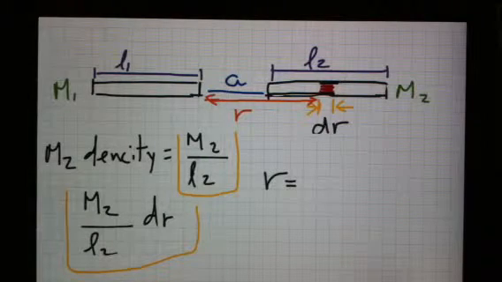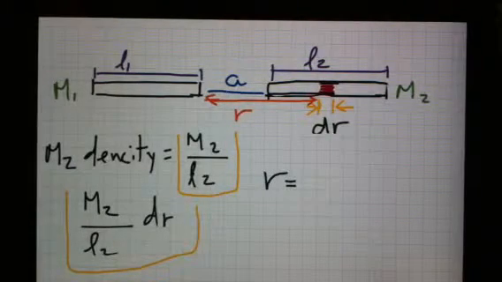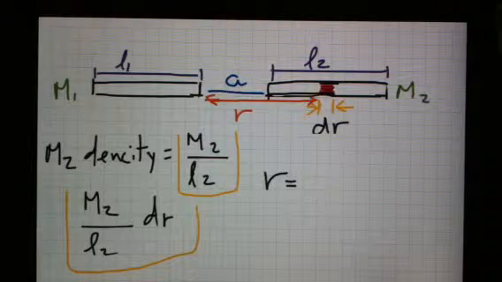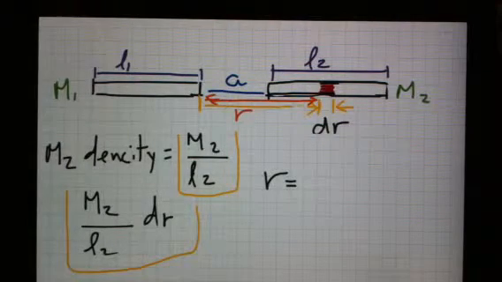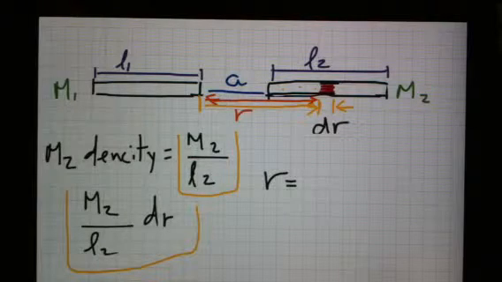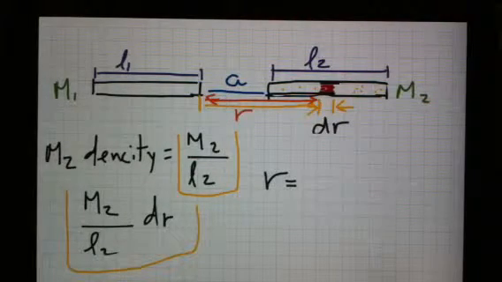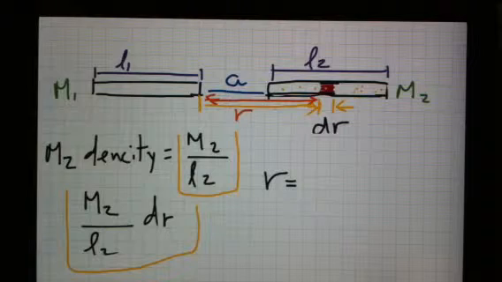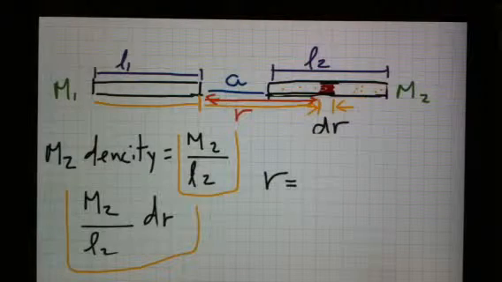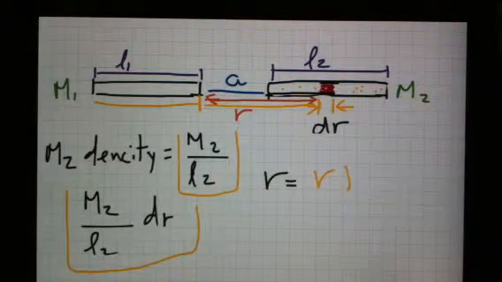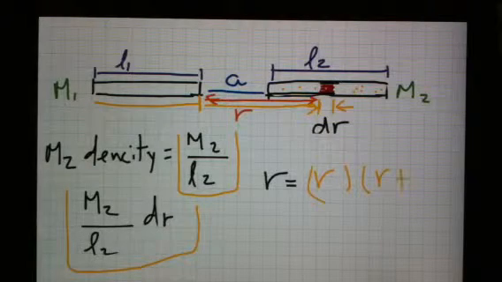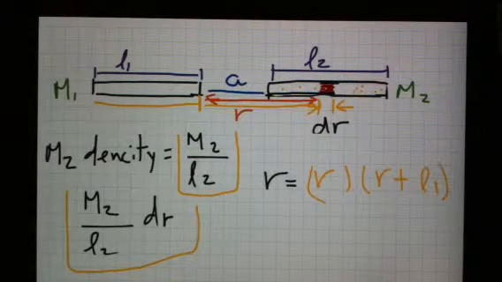Now we have two distances to deal with in this problem. One is the distance between rod 1 to any point on rod number 2, and the second distance is the same distance plus L1. So we can say the distance is R times R plus L1.